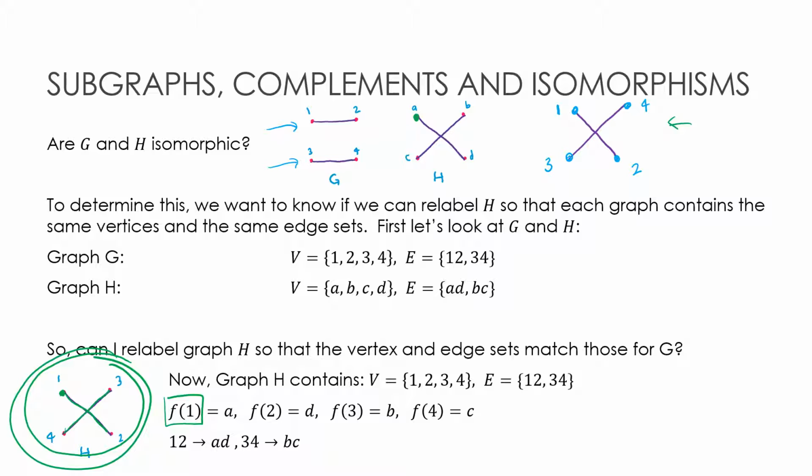f2 is d. So my original d came from me relabeling it as 2. f3 is b. So my original b is now f3, and f4 is c. So essentially it's taking this and saying, how did I manipulate that? Which means 1 and 2 is now AD, and 3 and 4 is now BC.